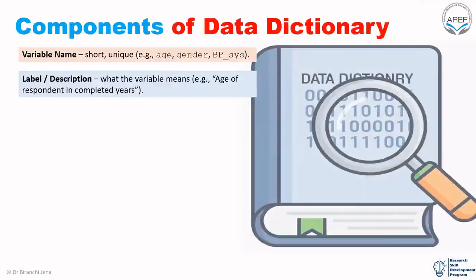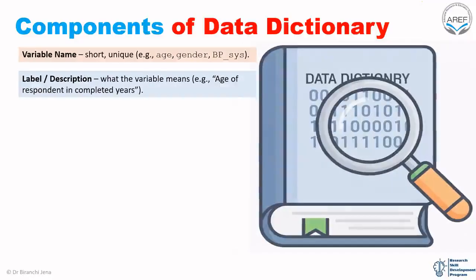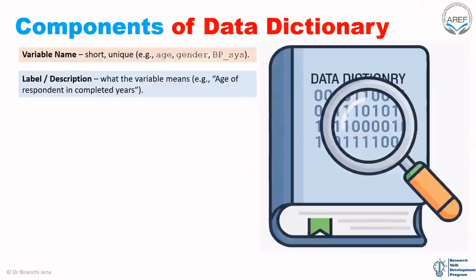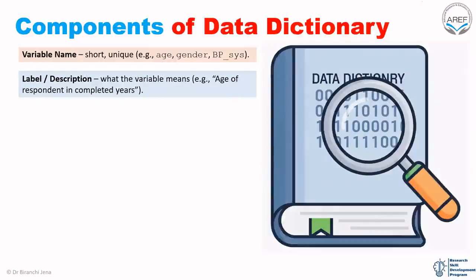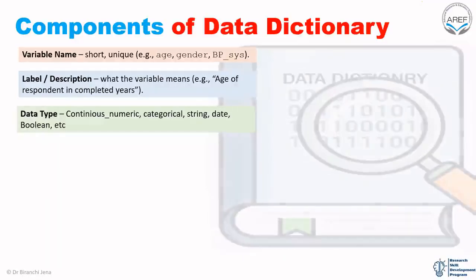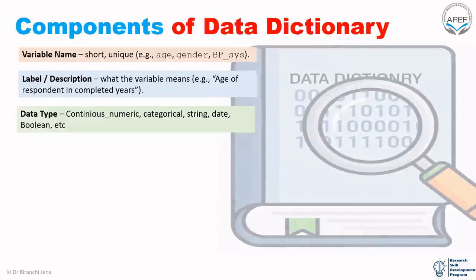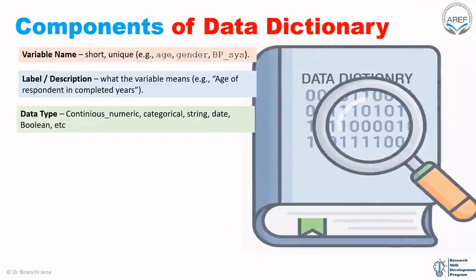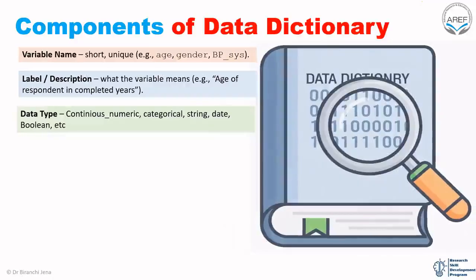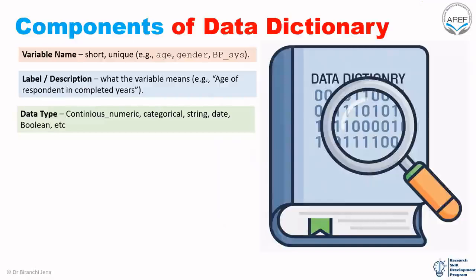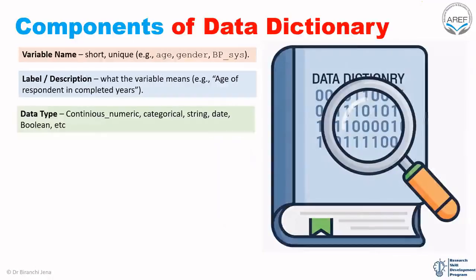Now we talk about protocol, but this data dictionary will be the first step to your protocol, where you define how the data will be collected and how the data will be interpreted. Then the third component of the data dictionary will be the data type. Remember, we talked about the different data types. We talked about any variable can be a continuous variable, a discrete variable, or a categorical variable. We talked about all these things.